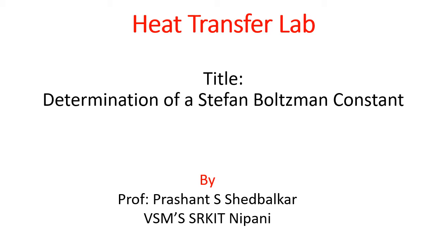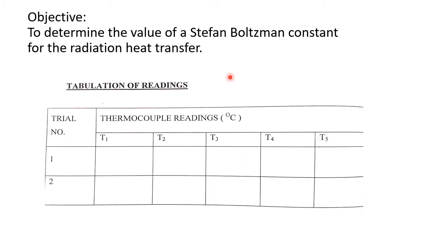So today we will conduct the experiment on the determination of the Stefan Boltzmann constant. The objective of this experiment is to determine the value of the Stefan Boltzmann constant for radiation heat transfer. So what is this radiation heat transfer? Already we have studied in the theory classes conduction, convection and radiation, that is, three modes of heat transfer.